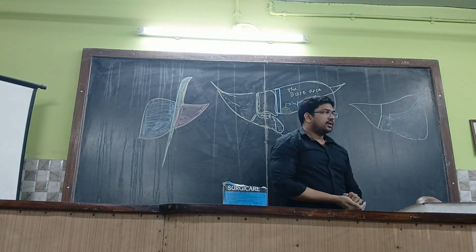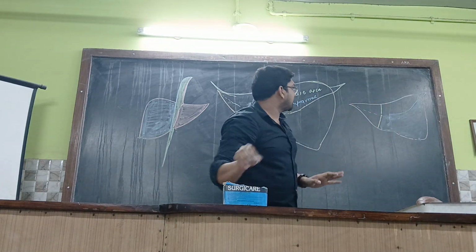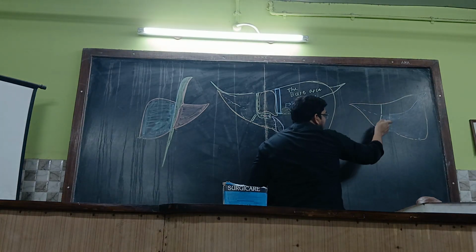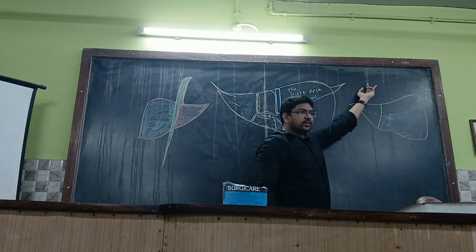Could you understand? Right. So now this part will be occupied by the left layer. So this part, because this is indicating the falciform ligament on the anterior aspect. So these two ligaments are indicating the falciform ligament on the anterior aspect.